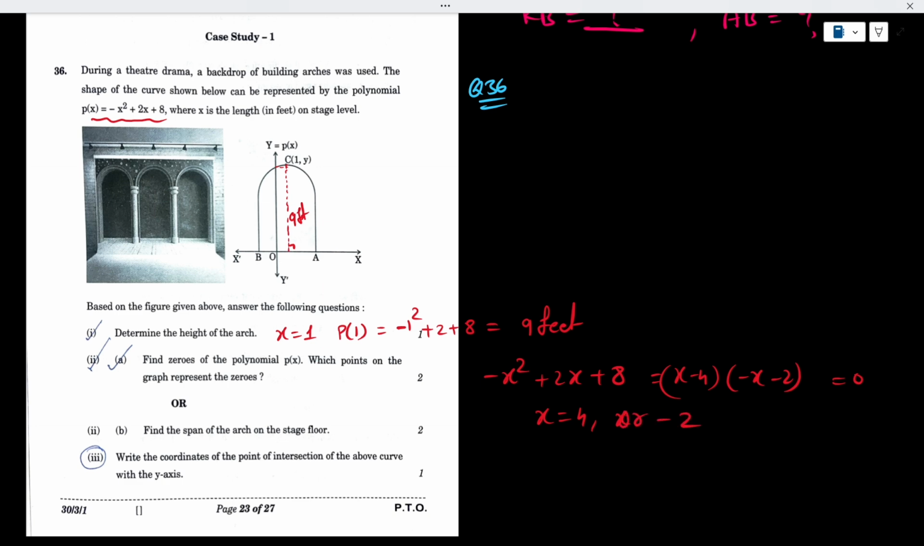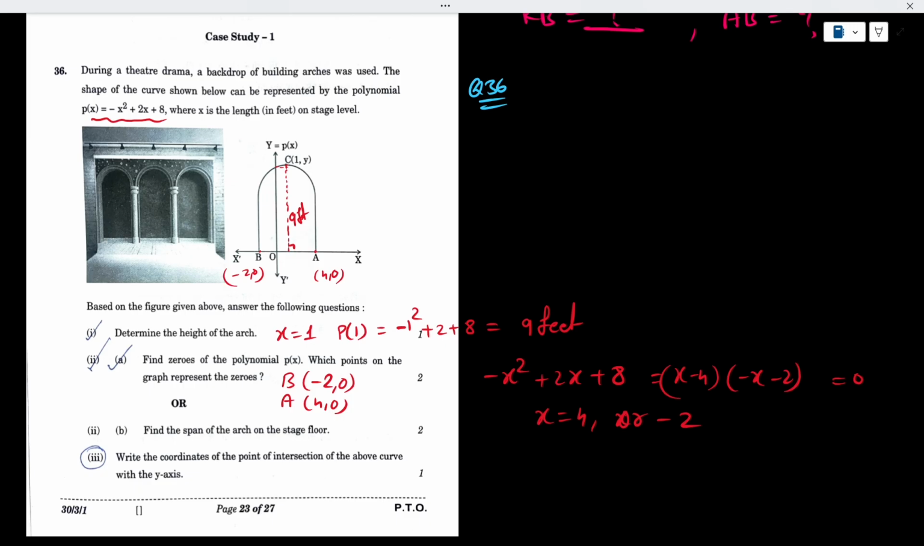That means now you look here, because you need to mention on the graph which points are representing these zeros. So you can take point B with minus 2 comma 0, and point A will be with 4 comma 0. Because this is on the positive side, here it will be 4 comma 0, and this point will be minus 2 comma 0.